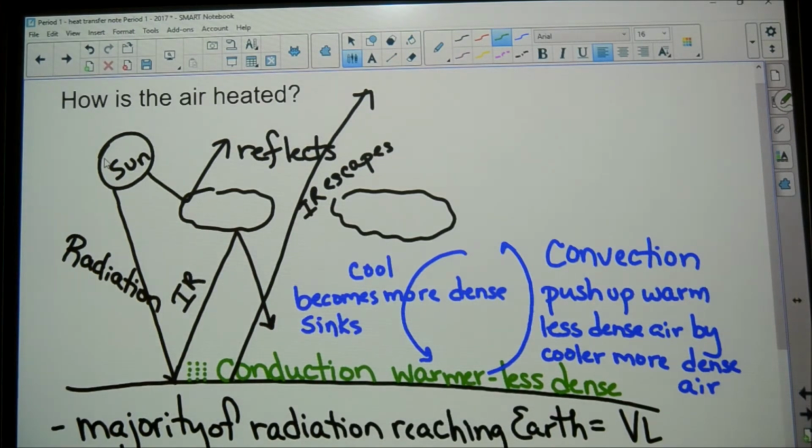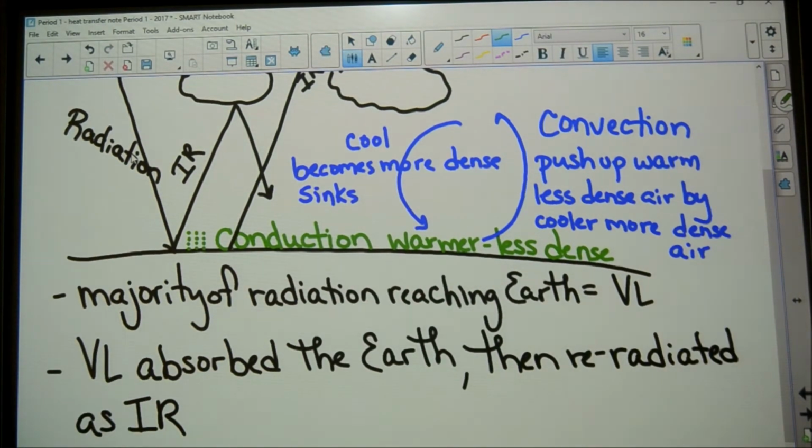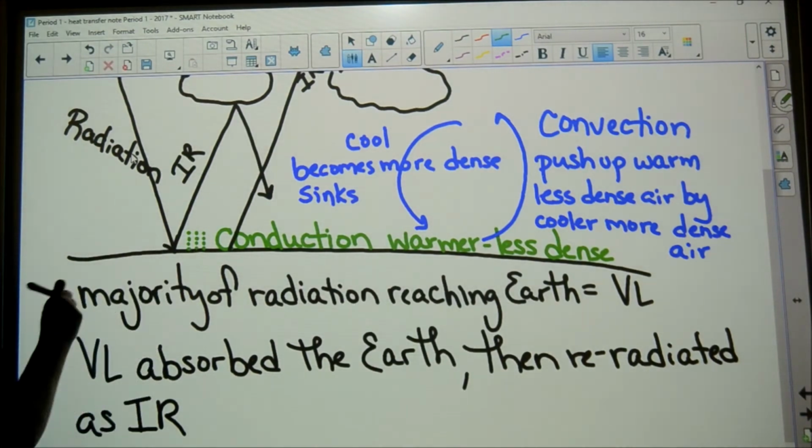All right, how is air actually heated? Here's the sun. The sun radiates heat energy. That actually gets absorbed by the ground or buildings or whatever is out there, trees. Remember, the majority of the radiation reaching the Earth is visible light. That gets re-radiated as infrared. It's going to heat up the air above it molecule by molecule, or conduction.